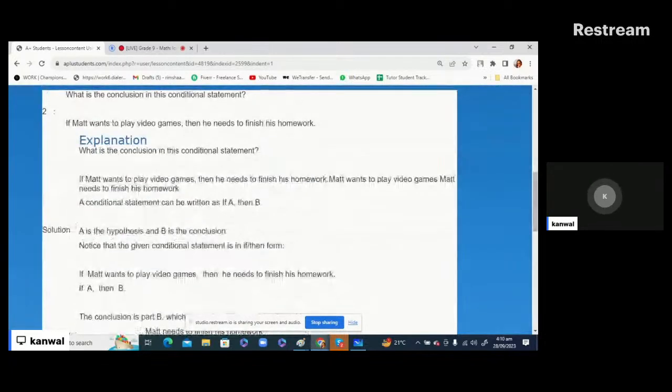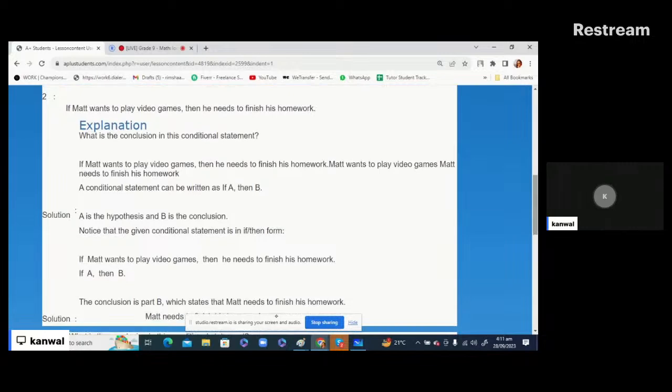What is the conclusion in this conditional statement? Again, if Matt wants to play video games, then he needs to finish his homework. A conditional statement depends upon two things, the if and then form. Your first part A is the hypothesis and your B is the conclusion. What is part A? That is "if Matt wants to play video games". And the B part, "then he needs to finish his homework", is your conclusion.